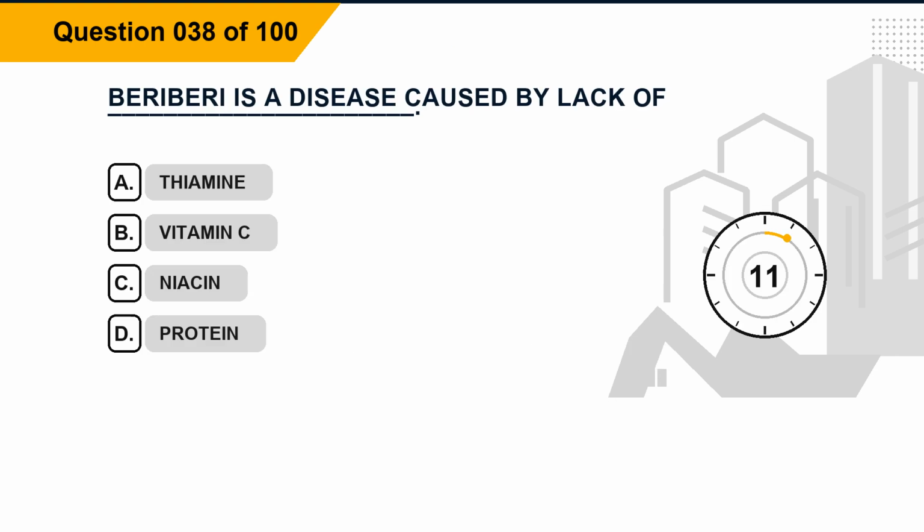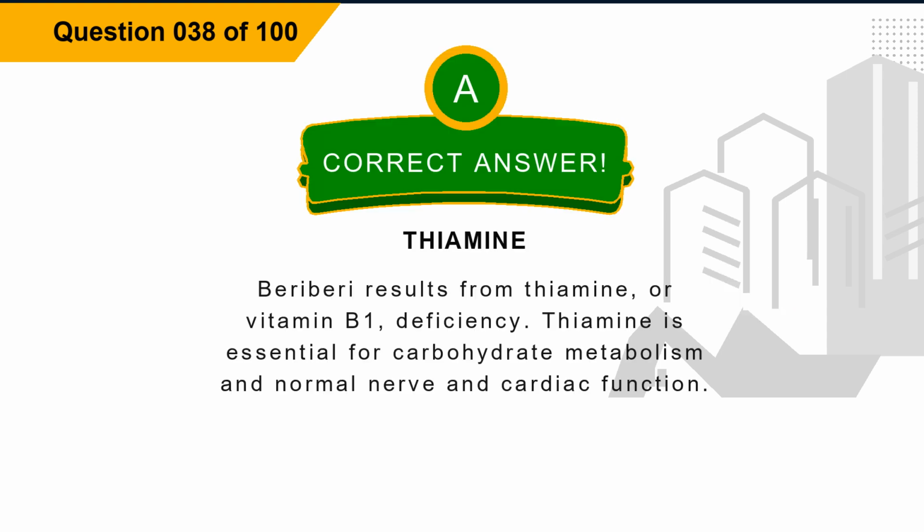Question 38. Beriberi is a disease caused by lack of blank. Option A. Thiamine. Option B. Vitamin C. Option C. Niacin. Option D. Protein. The correct answer is option A. Thiamine. Explanation. Beriberi results from thiamine, or vitamin B1, deficiency. Thiamine is essential for carbohydrate metabolism and normal nerve and cardiac function.